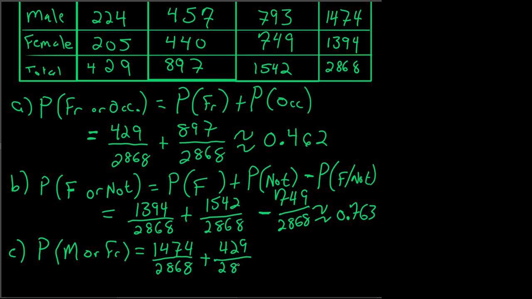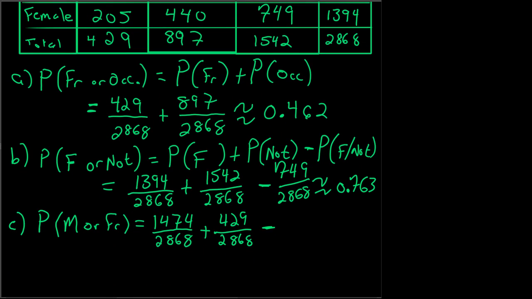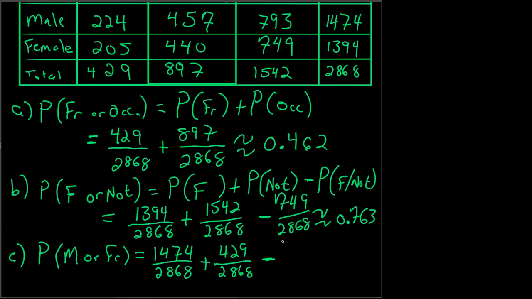out of the 2,868. But there is an overlap. There's 224 men or males that are in the frequent column. And so we have to subtract that overlap out in our conditional probabilities. And so that overlapping of 224 out of 2,868. And plugging that into my calculator gives me 0.585.